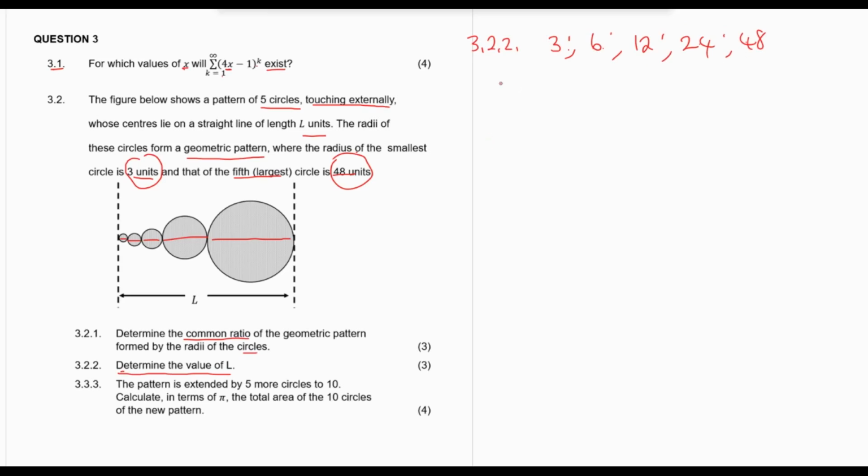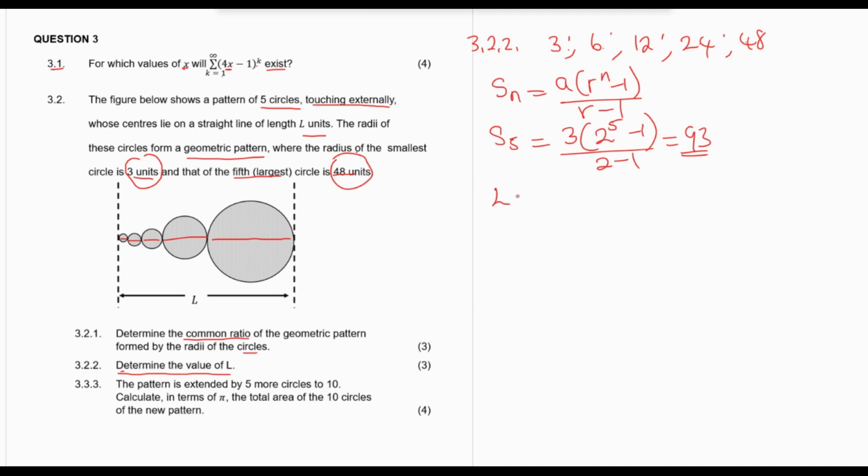But you can use the formula Sn is equal to A times R to the power n minus 1 over R minus 1. For the sum of the 5 terms, our A is 3, and the ratio is 2 to the power 5 minus 1 over 2 minus 1. Then we get 93. But this is the sum of the radii. For the length of L, we're adding diameters, so it's going to be 93 times 2, which is 186 units.